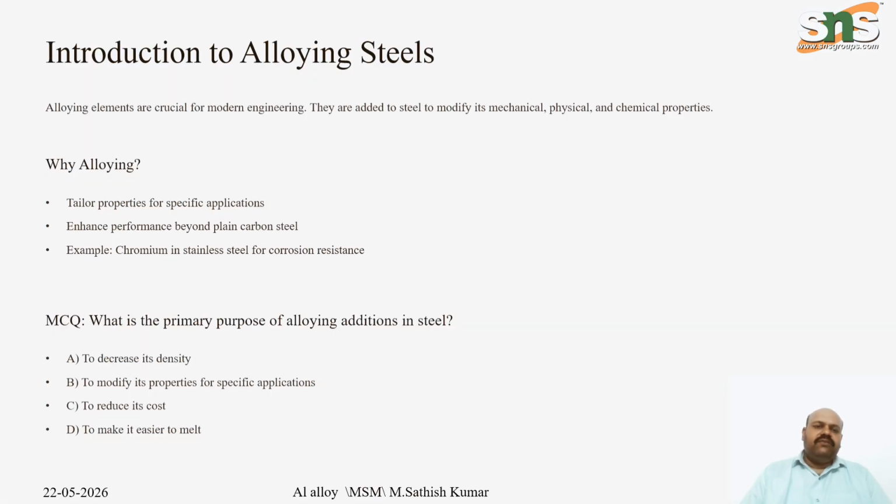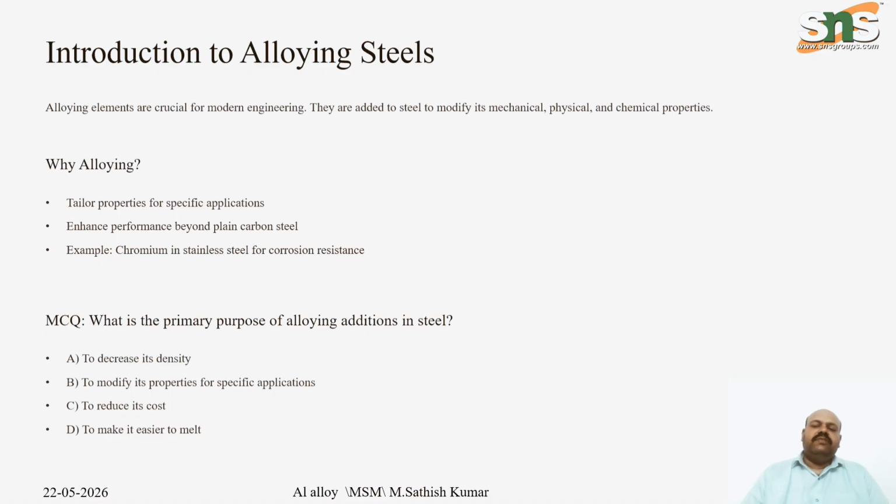In the introduction to alloying steels, these are all crucial for modern engineering. They are added to steel to modify its mechanical, physical, and chemical properties. These three things are going to be changed when we alloy any element. So what is the purpose of alloying? Tailor properties for specific applications, enhance performance beyond plain carbon steel. Example, chromium in stainless steel for corrosion resistance.